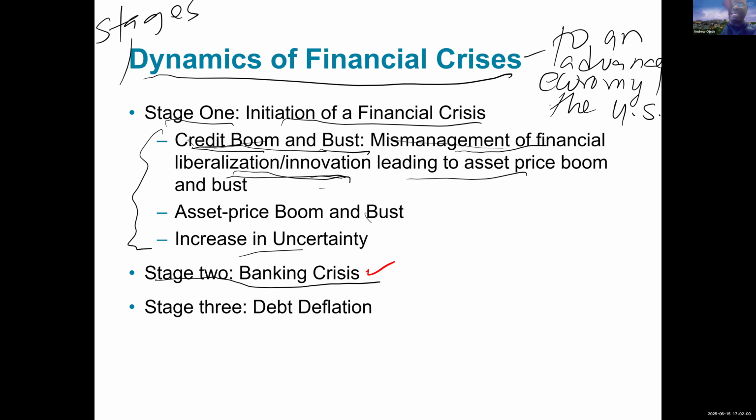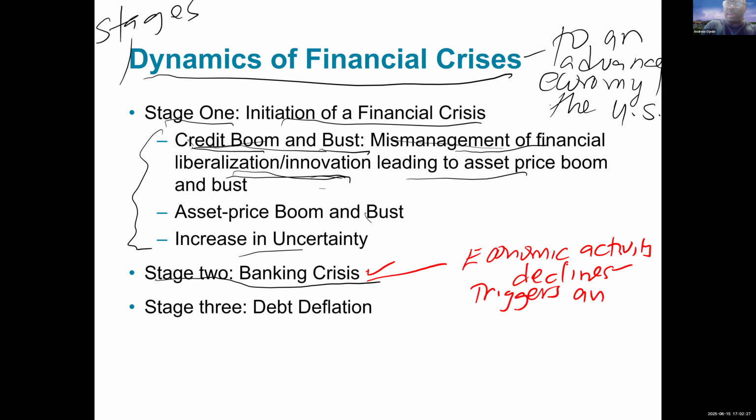So if we start experiencing a banking crisis, economic activity is going to decline. It could lead to a recession. Economic activity declines, and there's a typical characteristic of a decline in the economy. Anytime you have a recession, a decline in economic activity, it always triggers an unexpected decline in the general price level, what we call deflation.